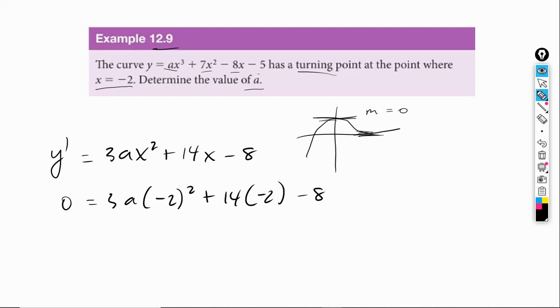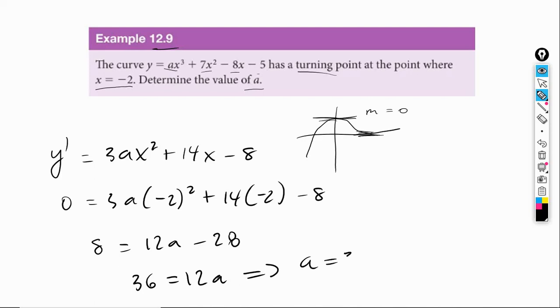So this would be 8 is equal to 4 times 3, 12a, minus 14 times 2, that would be 28. And then we send that to the other side, so this would be 36. 36 equals 12a. Therefore, a equals 3.